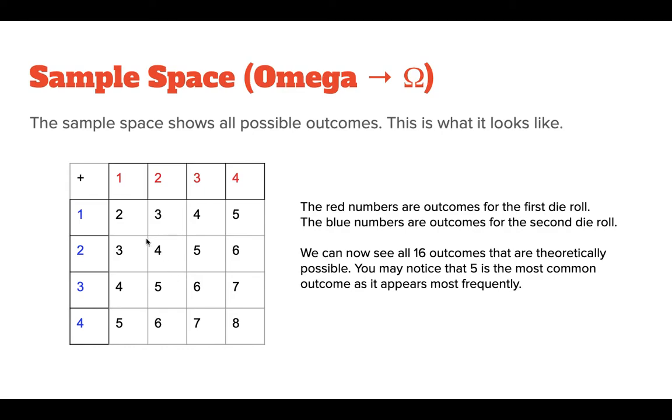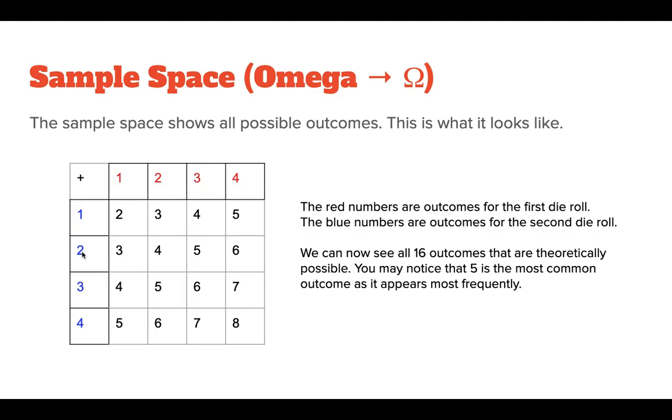Now, in this instance, there's only 16 possible outcomes, so it was easy to make a sample space. If there had been 216 outcomes, maybe a sample space wouldn't be the best way to do this problem. So if I'm looking at my sample space, what I'm showing you is the first die roll could have been 1 through 4.